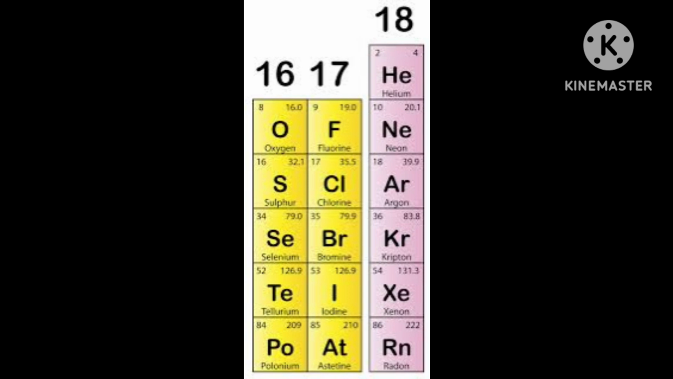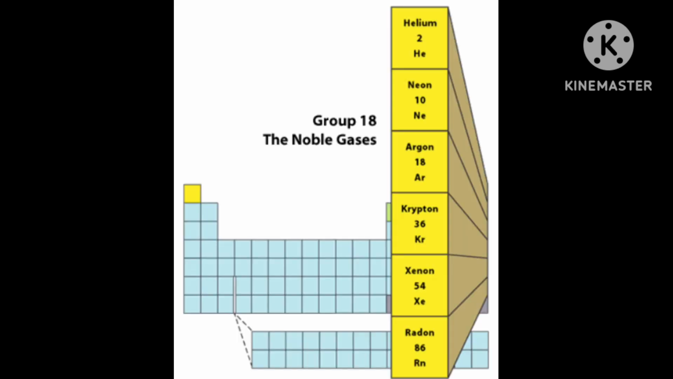Now atomic radius means size. Atomic radius is in picometer. Picometer means 10 to the power minus 12 meter. Atomic radius of helium is 120, very small, the smallest in the group. Second is neon 160, argon is 190, krypton is 200, and xenon is 220. Radon is not found.